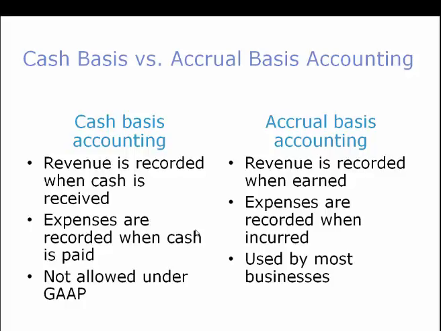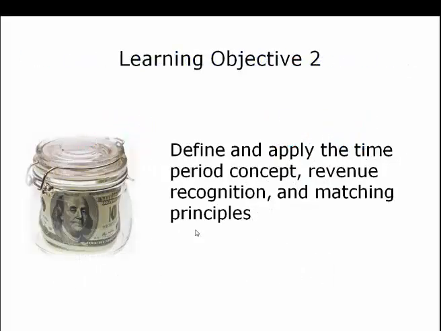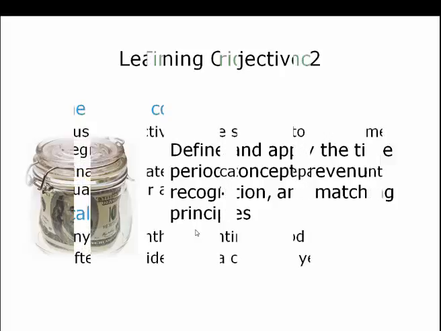By the same token, you report the expenses associated with the work you did for a customer when you report the revenue. What you're doing is something called matching, and we'll get into matching in just a little bit. Okay? So we're going to talk about a time period concept, which some books call periodicity. We're going to talk about revenue recognition and the matching principle, which I touched on a few minutes ago.